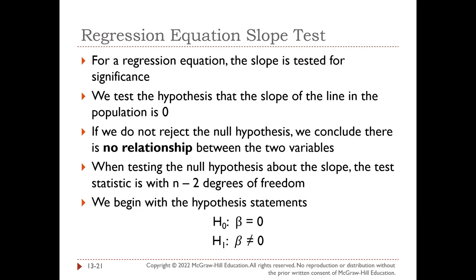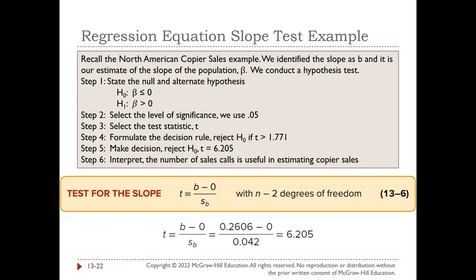So, when testing the null hypothesis about the slope, the test statistic is t with n minus 2 degrees of freedom. There's our n minus 2. We begin with the hypothesis statements of beta equals 0, or beta does not equal 0. So, our 6 steps.